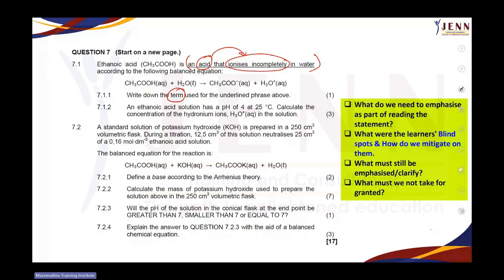And then the next statement says, the ethanoic acid solution has a pH of 4 at 25 degrees Celsius. Why did the examiner emphasize 25 degrees Celsius? That was another clue that the examiner was providing to say, I want you to use Kw, the autoionization of water, to calculate the concentration of hydronium ions. And if you look at the equation, you can see that it's a balanced equation. They already told us that it's a balanced equation.